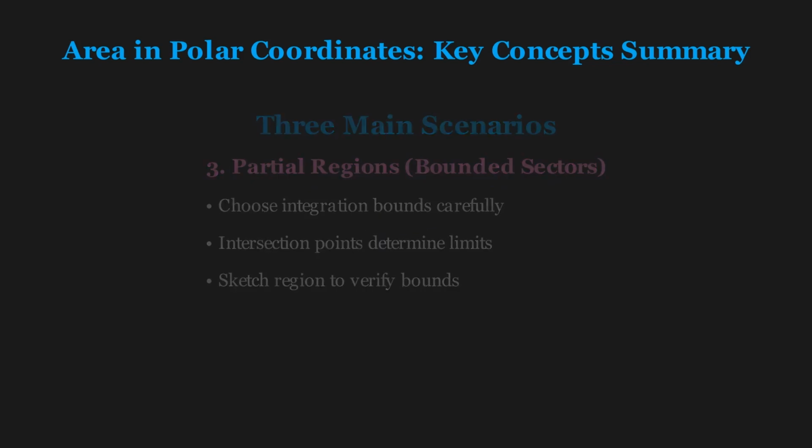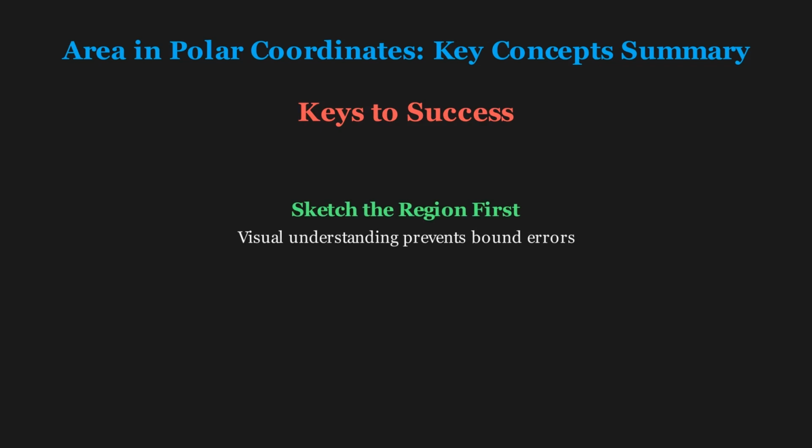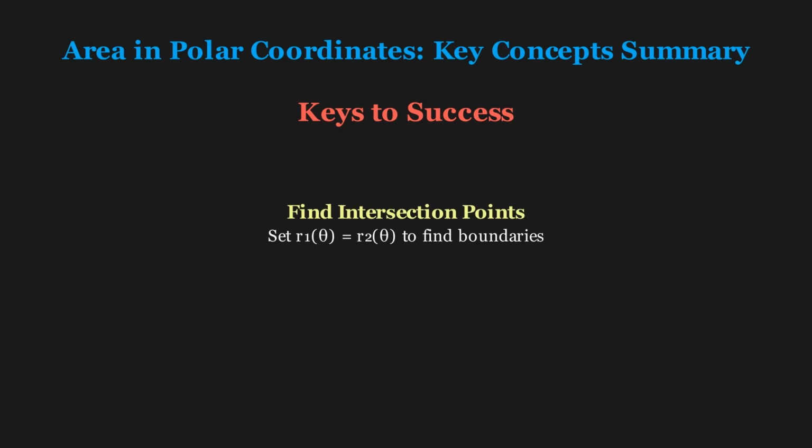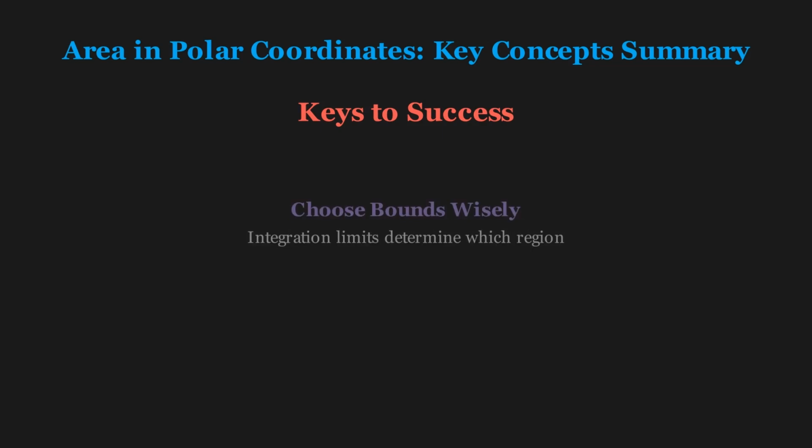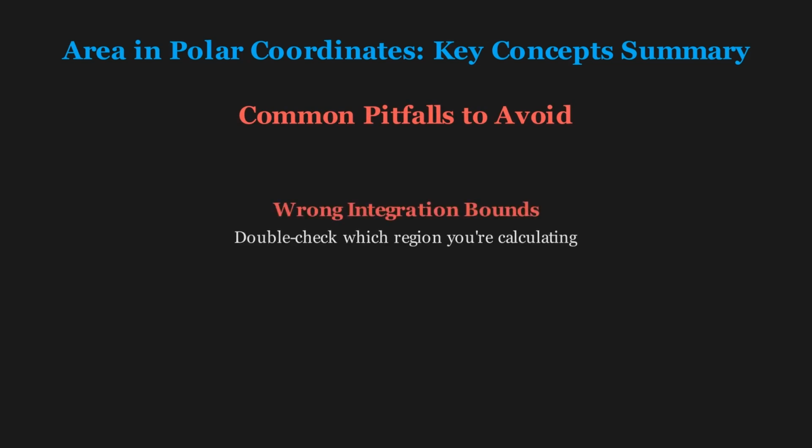Here are some tips for getting questions correct. First, visualize the curves in order to prevent errors. You can also find the intersection points by setting the curves equal to each other and solving for theta. This allows you to choose the bounds wisely, as integration limits determine which region you calculate. Finally, apply trigonometric identities if necessary to simplify the integration. Some common mistakes to avoid are using the wrong integration bounds, so I always double check, forgetting the 1/2 factor in the area formula, and mixing up the inner and outer curves. Always subtract smaller from larger.